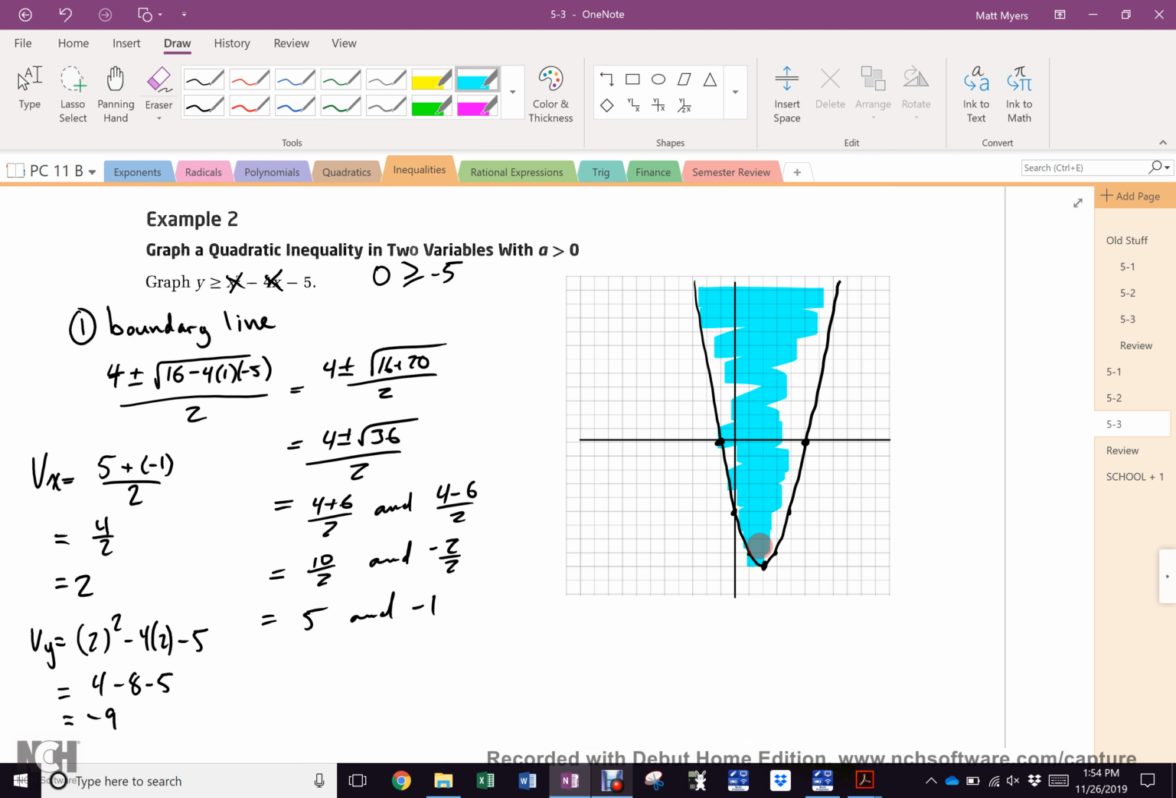How many people factored? How many people completed the square? Thank you. Why do you guys hate completing the square so much? What did it ever do to you? Did it spit in your cereal or something?